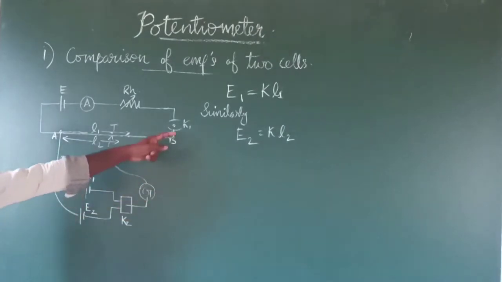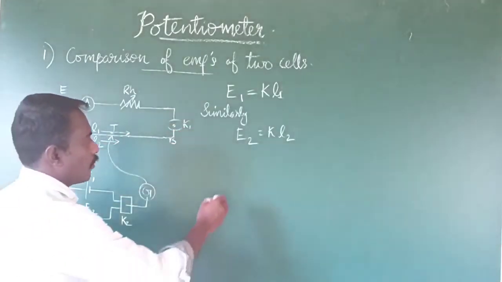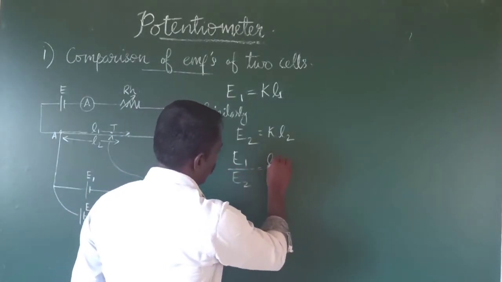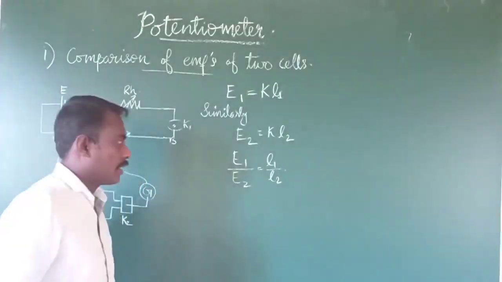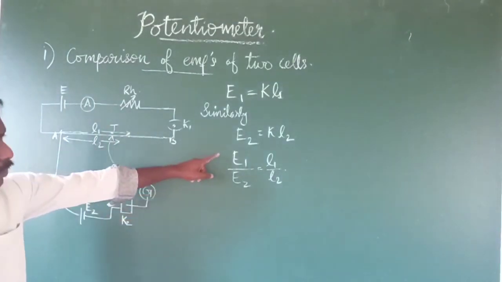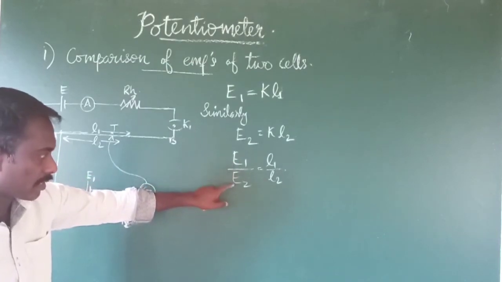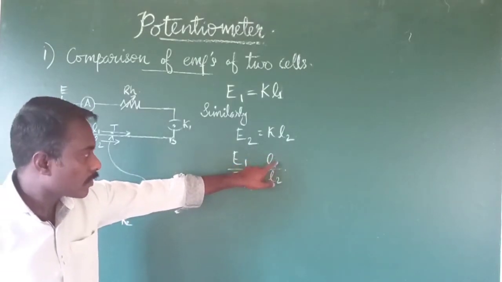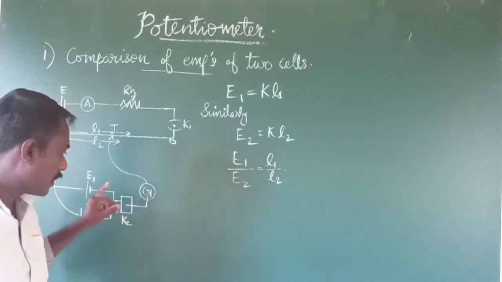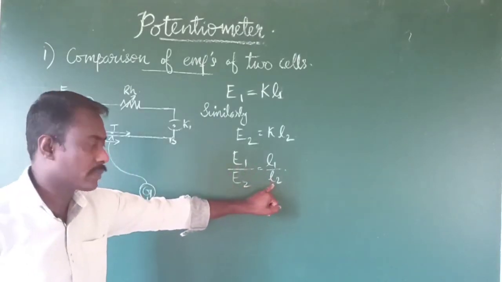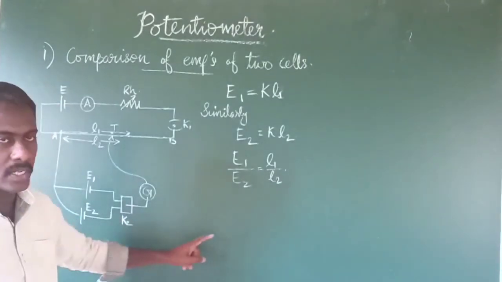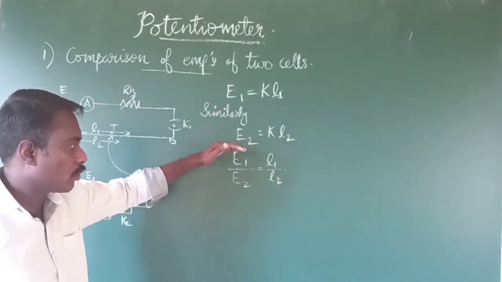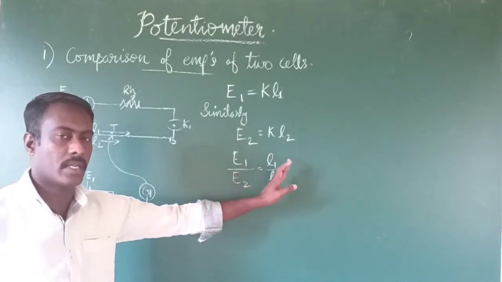Now if we compare these two equations, we can write E1 divided by E2 is equal to L1 divided by L2. That means the ratio of the EMF of the first cell and the second cell is equal to the ratio of the length of the wire when the first cell is connected and the length of the wire when the second cell is connected. So the ratio between the EMFs of the two cells is equal to the ratio of the lengths of the wire.